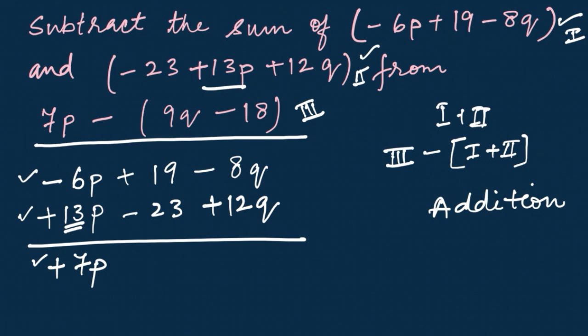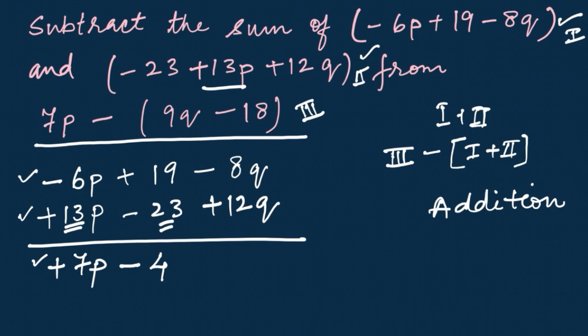Then plus 19 minus 23. Plus minus means minus. You will have to subtract 19 from 23. So this becomes 4, and the sign in front of 4 will be minus because the numerical value 23 is greater than 19 and in front of 23 you have a negative sign. So the answer will have a negative sign. So plus 19 minus 23 will be minus 4.